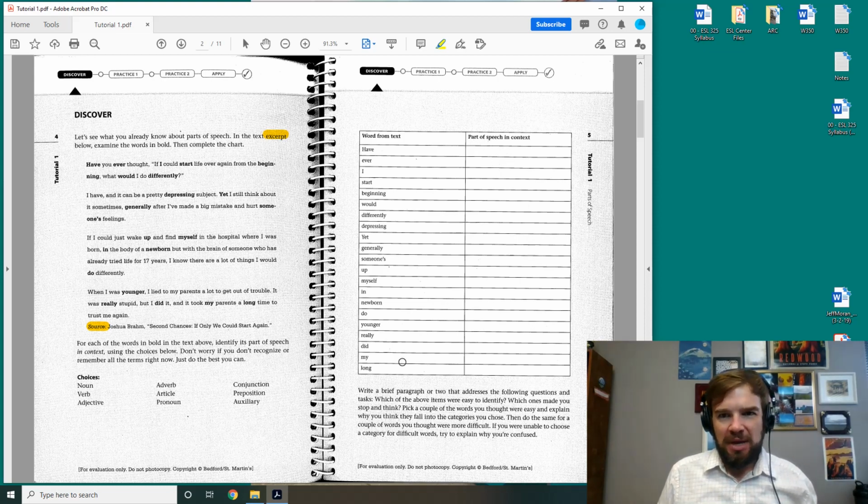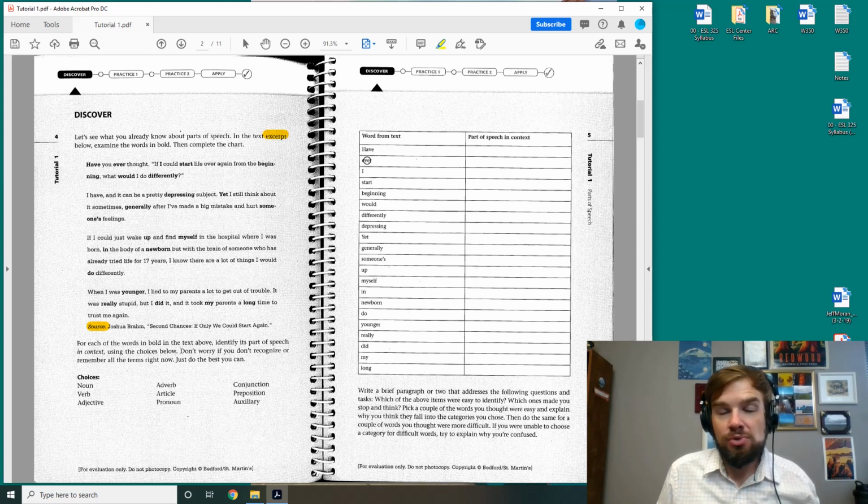But if you look at this page here on page 5, there's this chart. And I do want you to pause this video here, right? Pause this video and try to fill out this chart, right? So look at the words in the sentence. And then over here on the chart, it gives you the word and it asks what part of speech is this? So have you ever? So what part of speech is have, right? What part of speech is ever?